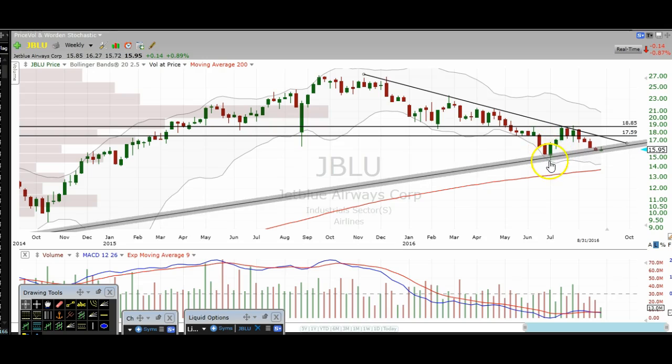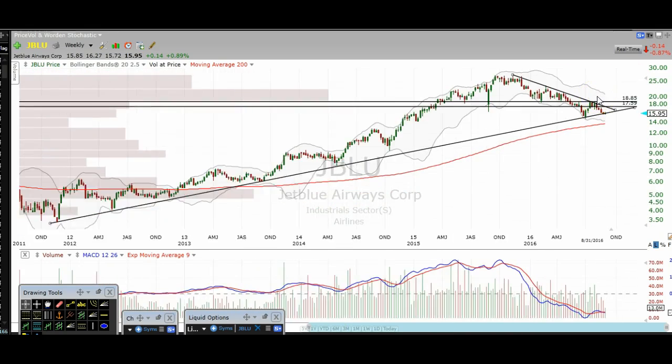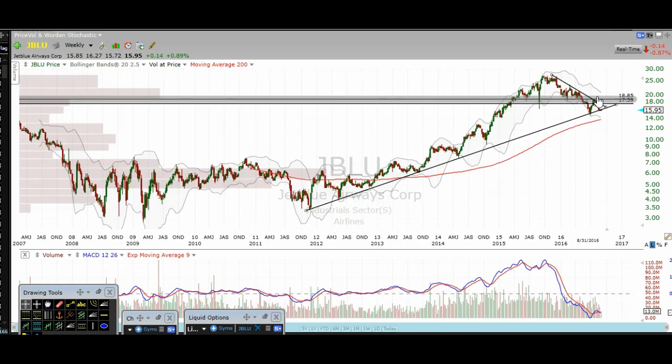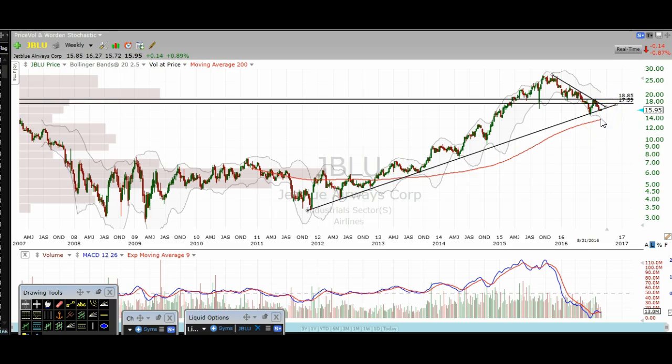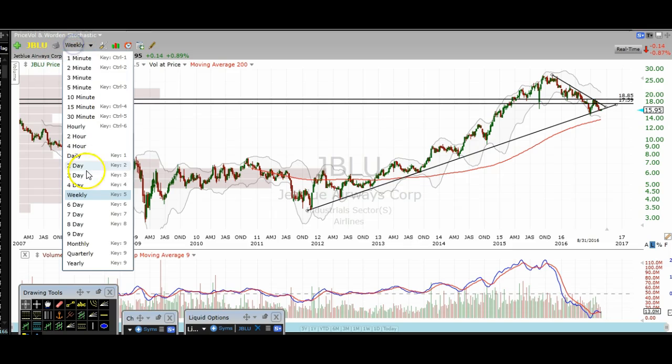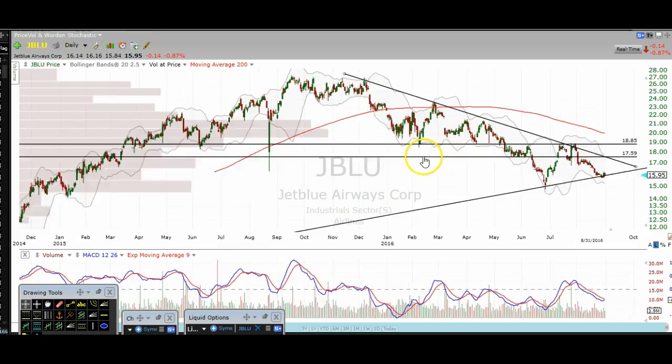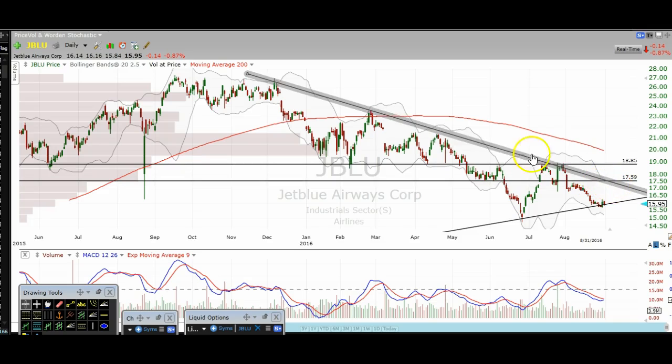So we bounced from it over here earlier this year, and then we're at it right now. So this is kind of a must-hold level for JetBlue. Overall, it looks pretty decent for a bounce. But you never know. So short term, definitely looks like it could bounce. And then we've got that resistance from the downtrend line. So these are the levels that you want to pay attention to if you're trading or investing in JetBlue.